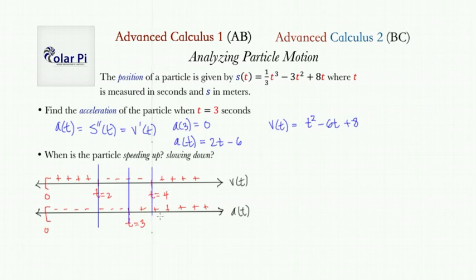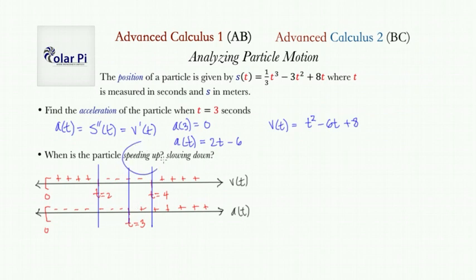And so then now we see that the number line is broken into 4 parts. Here, here, here, here. Wherever velocity and acceleration have the same sign, the particle is speeding up. Wherever they have opposite signs, the particle is slowing down.